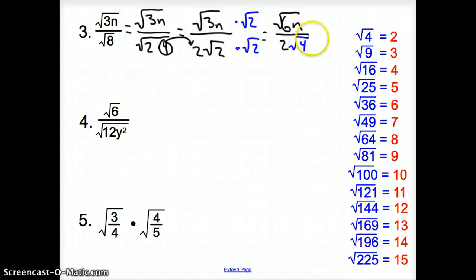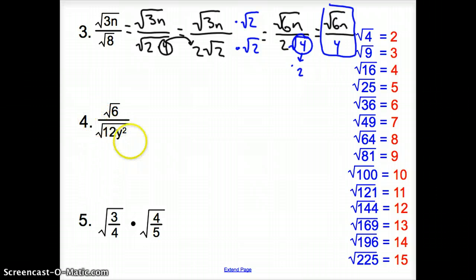Now the square root of 4 turns into what? It turns into 2. So it's 2 times 2. So on top we still have the square root of 6n, but on bottom we have 2 times 2, which is 4. So our simplified answer is right here.